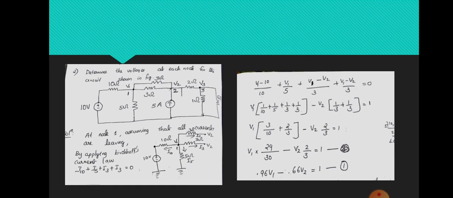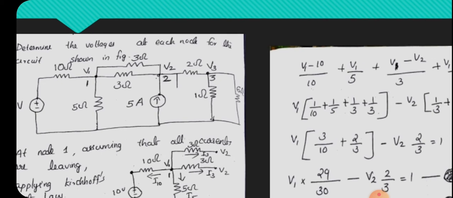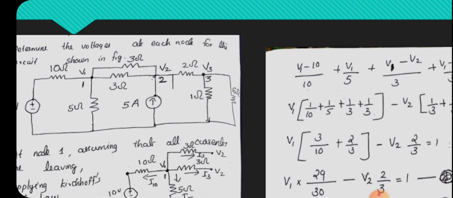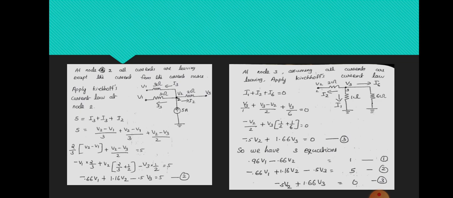First we have considered node 1. Next we have to consider node 2. In node 2 we can see what components are connected to it. A 3 ohm resistor is connected to node 2, and another 3 ohm is connected to node 2, and the other ends of the 3 ohm resistors are connected to node 1, so we should mark V1 there. And next, a 5 ampere current source is coming into node 2, and a 2 ohm resistor is connected to node 2. That's all. All the currents are marked as leaving node 2 except the current source. So we can draw the node 2 diagram like this.